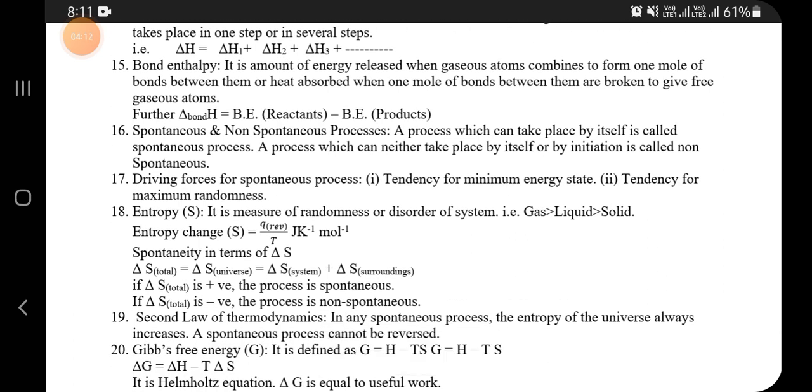Then what is bond enthalpy? It is the amount of energy released when gaseous atoms combine to form 1 mole of bonds between them, or the heat absorbed when 1 mole of bonds between them are broken to give free gaseous atoms. Further, delta H of reaction is equal to bond enthalpy of reactants minus bond enthalpy of products.